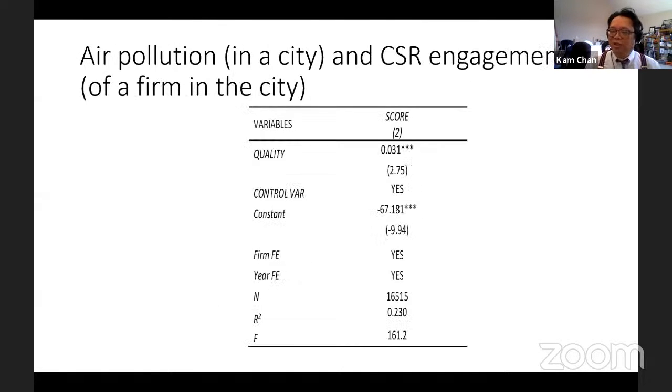So the next one, interestingly, we look at a company's CSR engagement. Each firm has a CSR index in China. The quality here is the same as the pollution. I just forgot to change the name. So when a city's pollution is bad, a company located in the city actually engages in more CSR. Now, this is the only opposite effect. My explanation is that the executives experience firsthand the negative effect of air pollution. So they feel the pain. Therefore, they engage in more CSR, especially environment-related CSR.